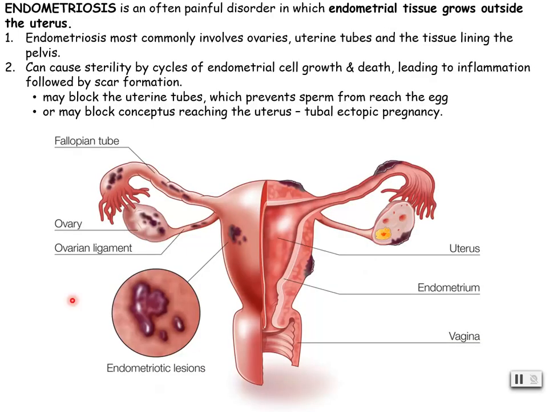So let's talk about the endometrium. There's something called endometriosis. This is a painful disorder in which endometrial tissue grows outside of the uterus. Think about it: I just told you that this uterine tube is open, and the idea is that when the endometrium is shed during menstruation, that's all supposed to flow out.